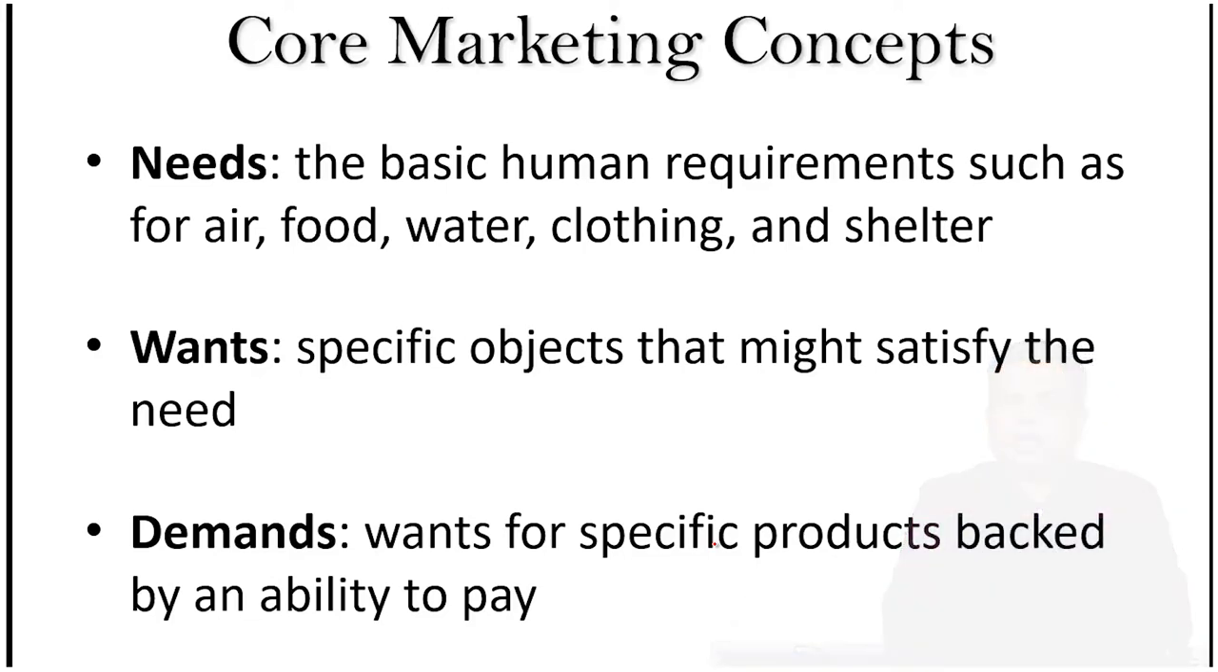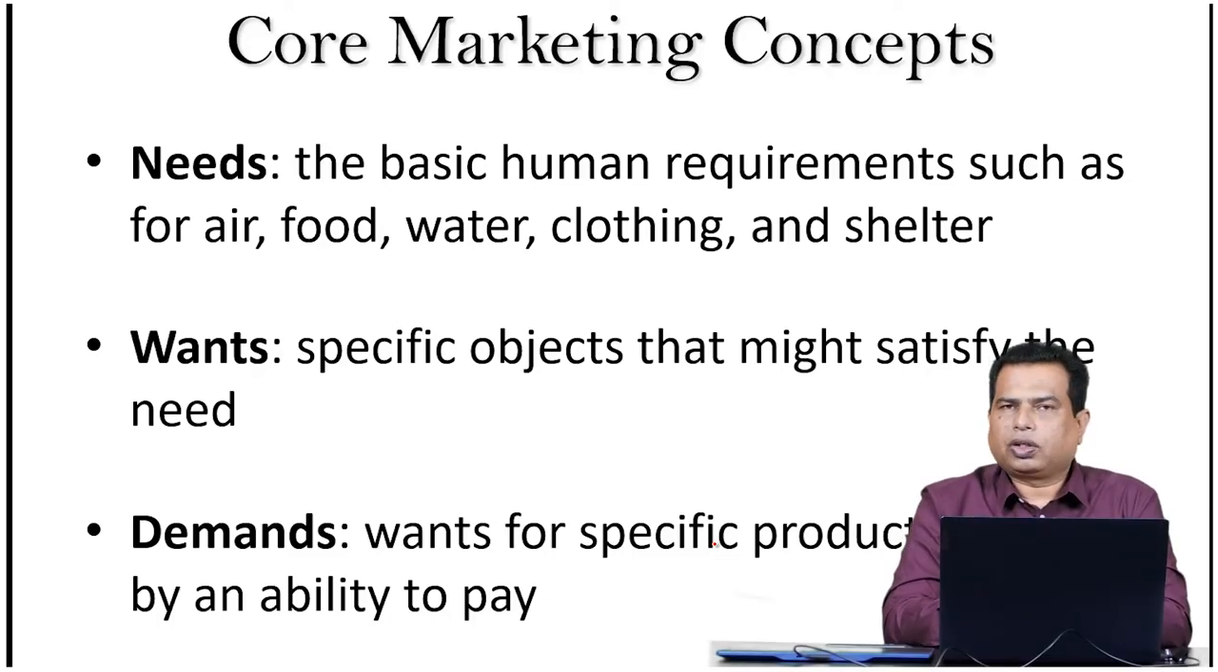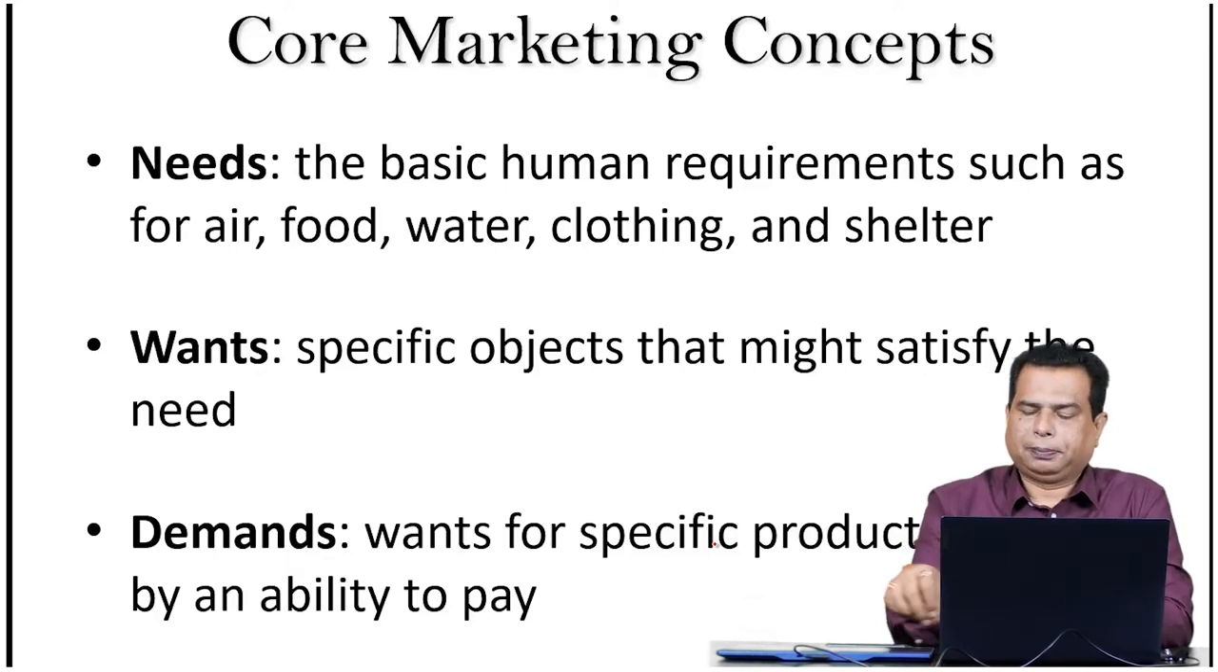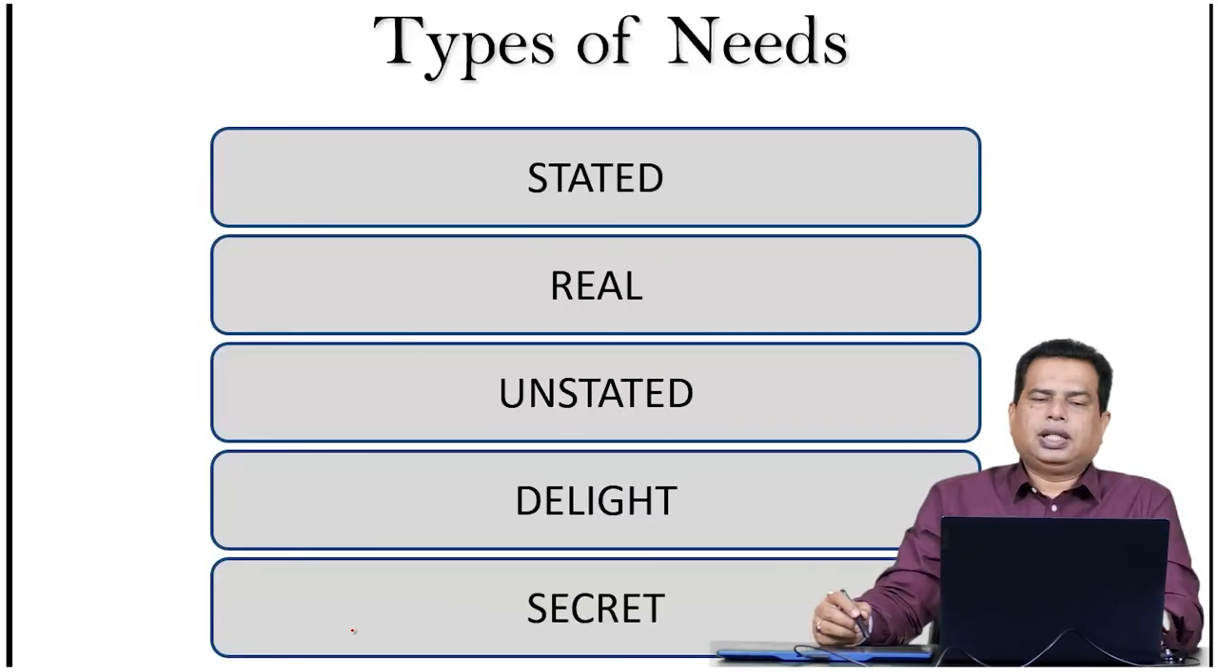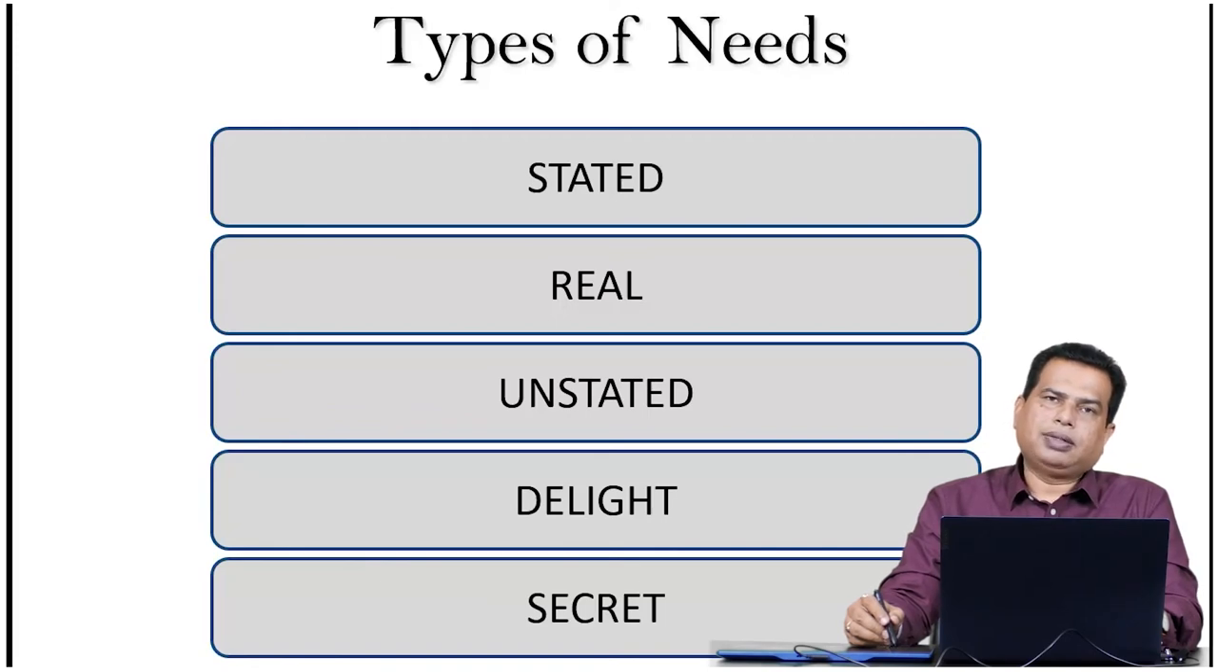Then demand is when those wants for specific products are backed by the ability to pay. That I want a bottle of water to quench my thirst. Bottled water becomes demand when I also have the ability to pay for that bottled water. So demand is basically those specific products which are backed by the ability to pay. So ability to pay becomes very important for a marketer to understand, whether the customer is going to accept that product on the basis of the price which the marketer is going to decide about that product.